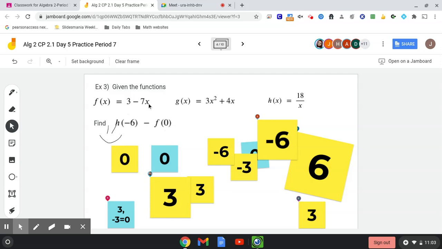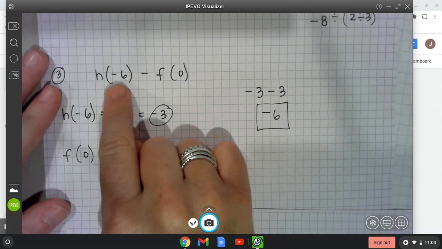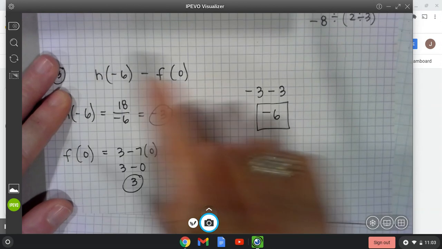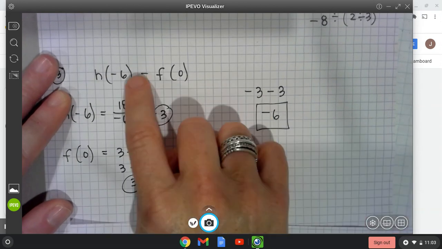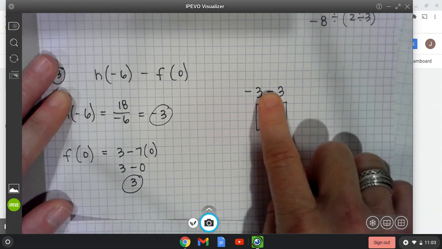Oh, you put it in the opposite order. You said 3 comma negative 3. I thought that was the order. So Jack, you got a negative 3 for this. So that's the answer now. So now, instead of h of negative 6 minus this, h of negative 6 became negative 3. Now I'm going to subtract.